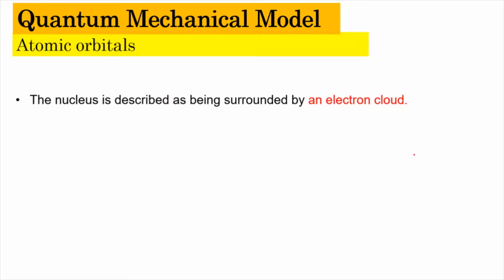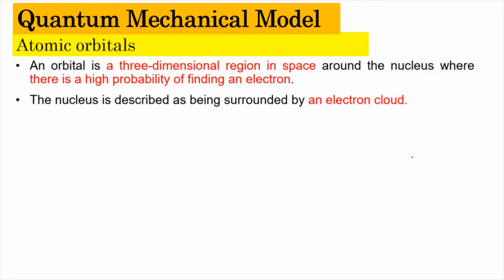So atomic orbital. An atomic orbital is basically a 3D region, or three-dimensional region, in space around the nucleus where there is a high probability of finding an electron. So ada kebarangkalian yang tinggi untuk kita berjumpa dengan elektron. So the nucleus is described as being surrounded by an electron cloud.